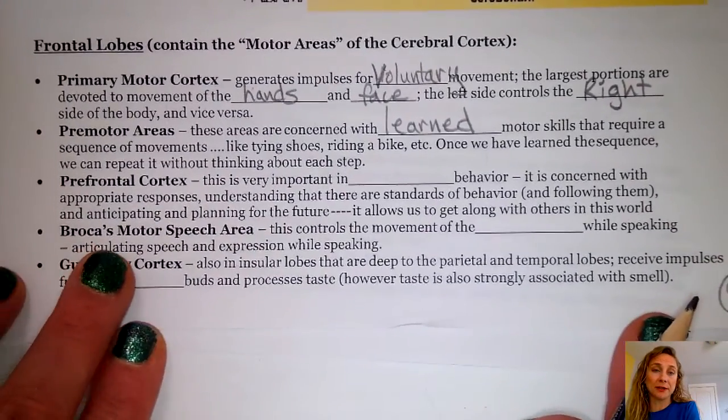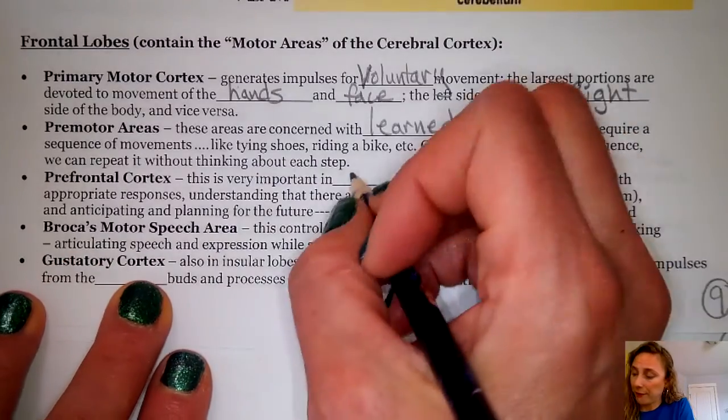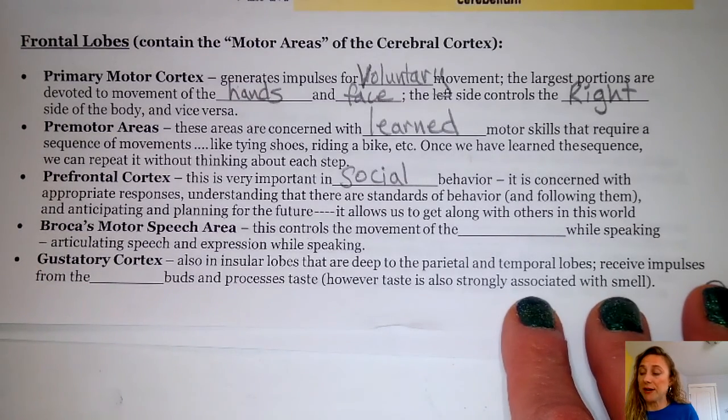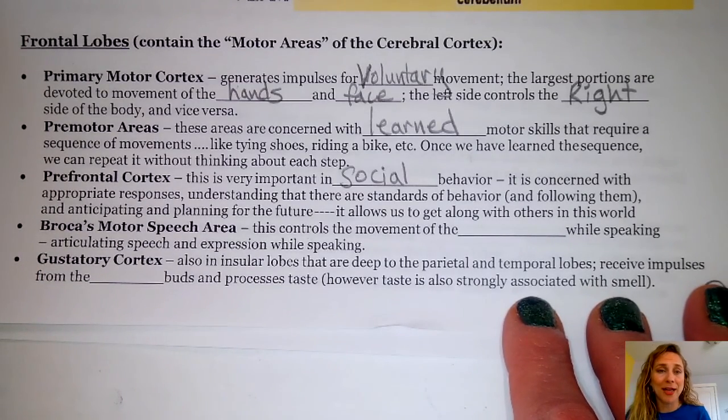The prefrontal cortex, this is very important in social behavior. It's concerned with appropriate response, understanding that there are standards of behavior and following them, anticipating and planning for the future. And as you can see, there's some discussion about the prefrontal cortex because it's the farthest in the front, and maybe it does the most complex type of processing, and it's not always engaged yet and not always developed yet in children. So you can see maybe they might have trouble like, well, why do I not hit Johnny? Or, why do I need a plan? Tomorrow's tomorrow. So those are important.